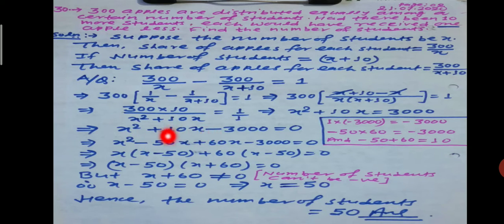So this is to be factorized as x square minus 50x plus 60x minus 3000 is equal to 0. Now x is common, so here x will be left and minus 50 will be left here, plus 60 will be common in these two terms, then x will be left here, minus 50 will be left here, is equal to 0. Now x minus 50 is common, then x plus 60 will be equal to 0. But x plus 60 can't be equal to 0 because the number of students can't be negative.